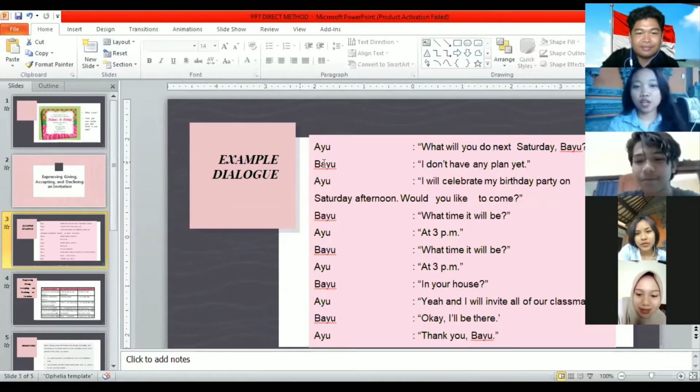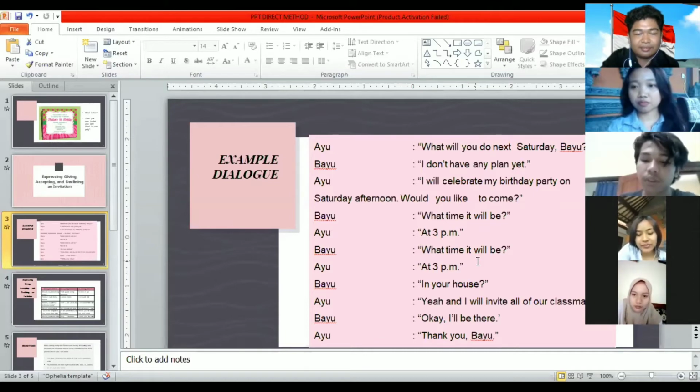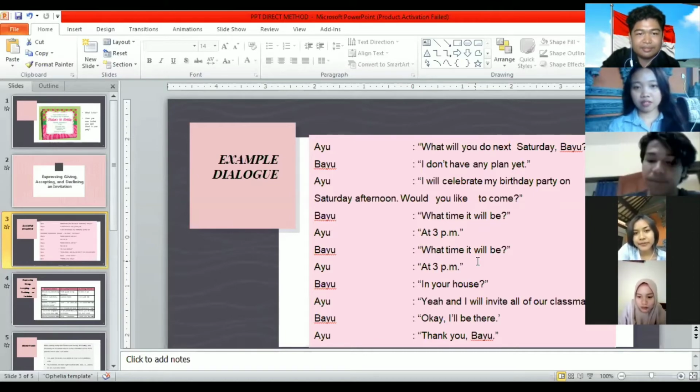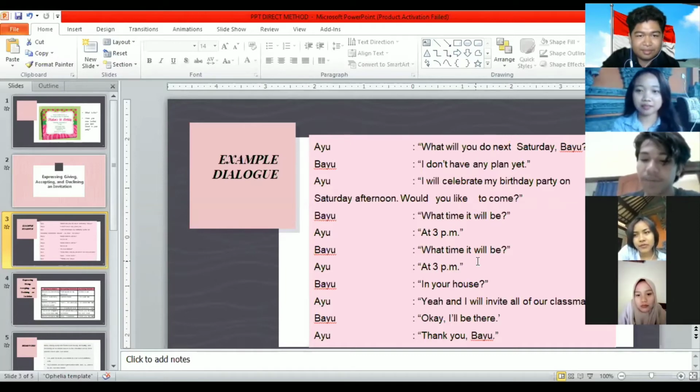And then, can you give another example of expressing, giving, accepting, and declining an invitation? Can you give an example of expressing giving an invitation? Yes, Miss. Can I answer the question? Okay, please, Yudis. Expressing giving invitation: Please come to my house. Please come inside. And would you join my barbecue party?